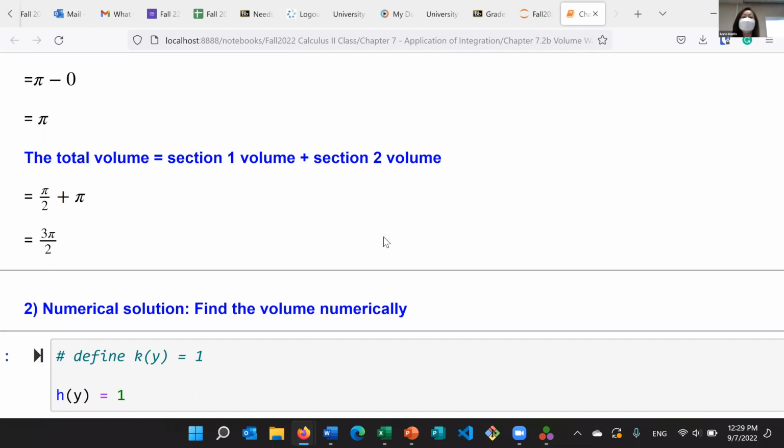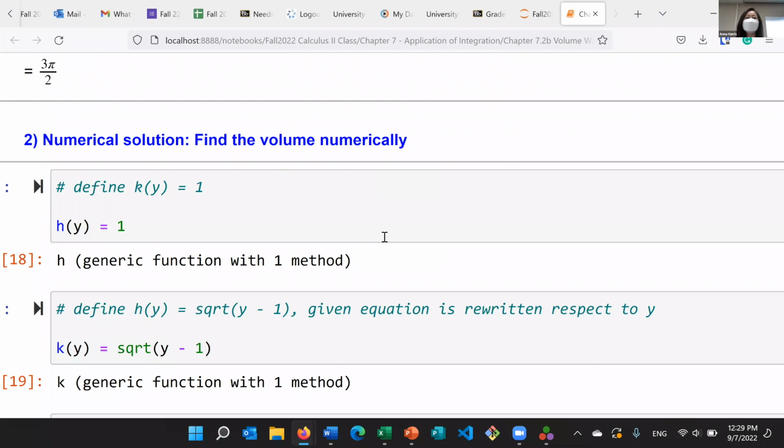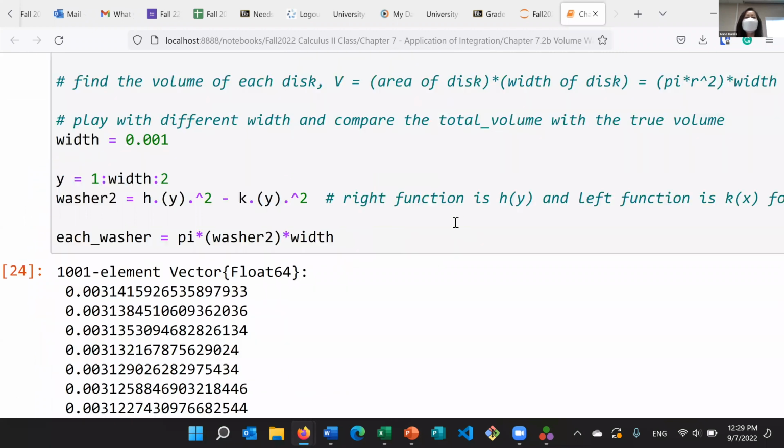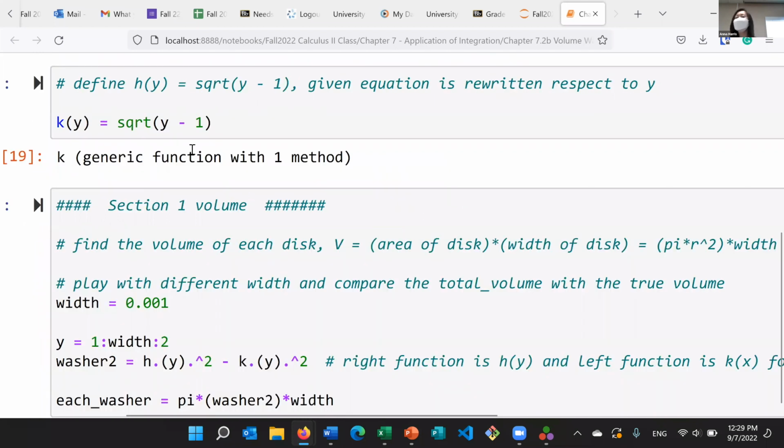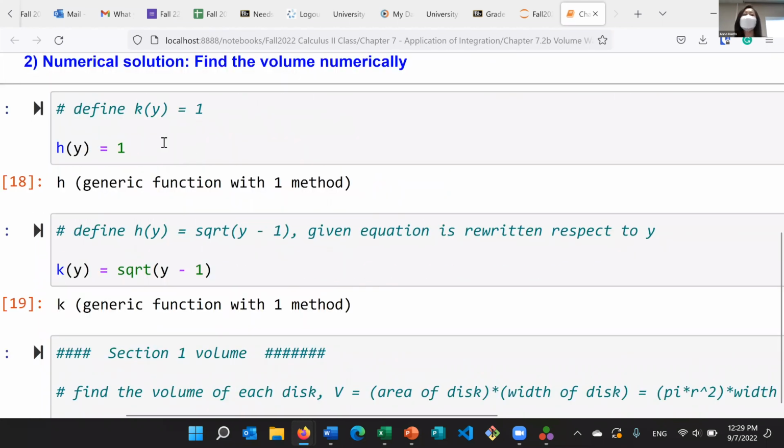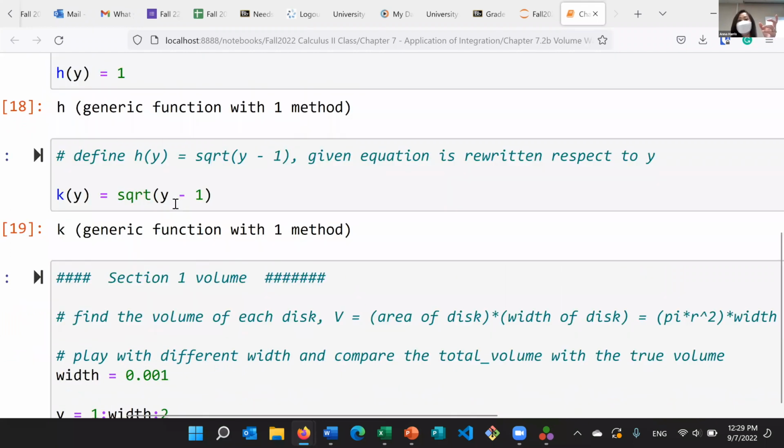Now, let's look at this one numerically. So numerically, just like you did before, what do you do? Define your function. So h of y equals what? 1. That's the big one. And then what is the other one? k, the smaller radius. Are you with me, class?